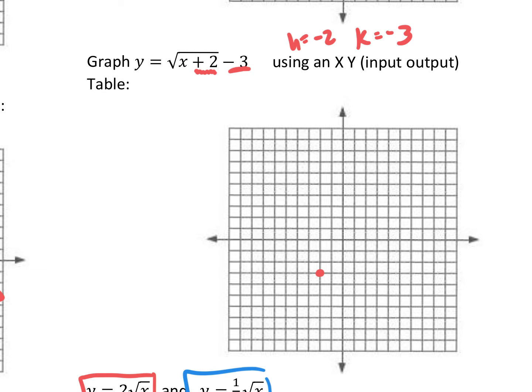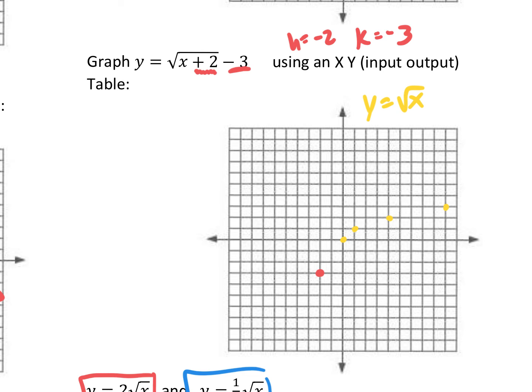Now, how does the original parent graph work? It actually has a pattern. The original parent graph, y equals square root of x. And you don't have to memorize the pattern, but think about it. The square root of 0 is 0. So it would just stay right there, right? And then the square root of 1 is 1. The square root of 4 is 2. The square root of 9 is 3.